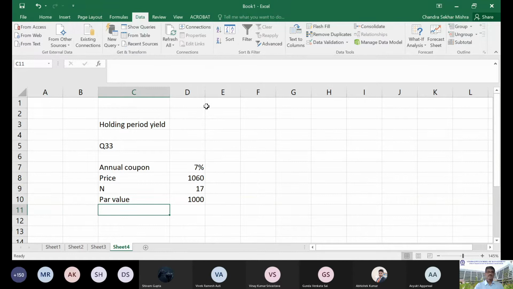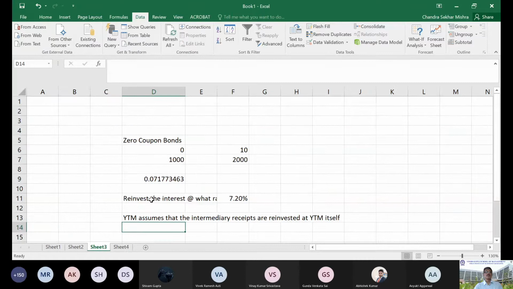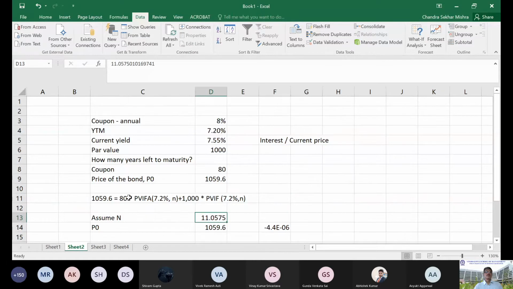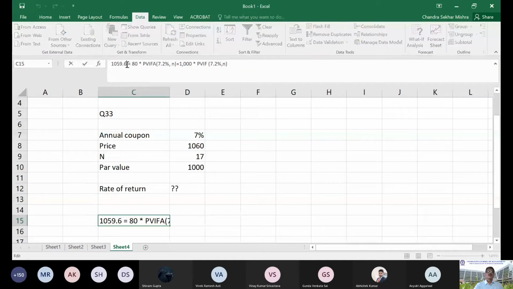What is the YTM? What is the rate of return? Can anybody tell me what rate of return, using solver again? Same formula that we used here. Like this. You have to change the value, I think. Price is 1060. Very good. Maybe the same value will come. And coupon how much? 7%.